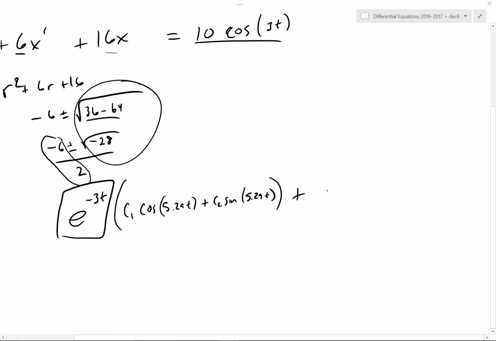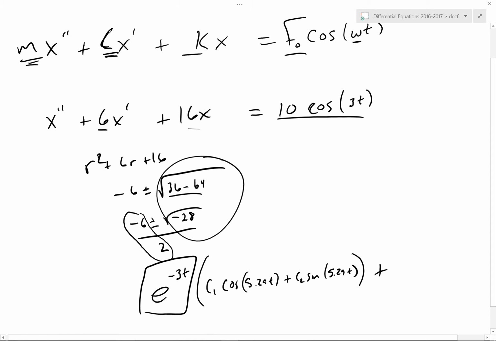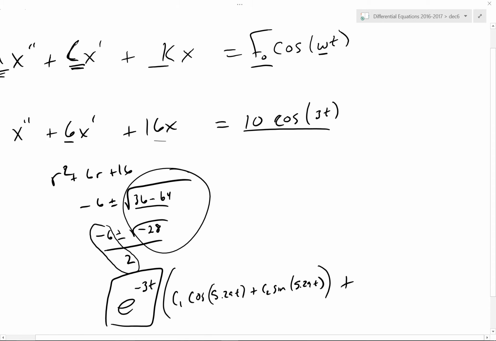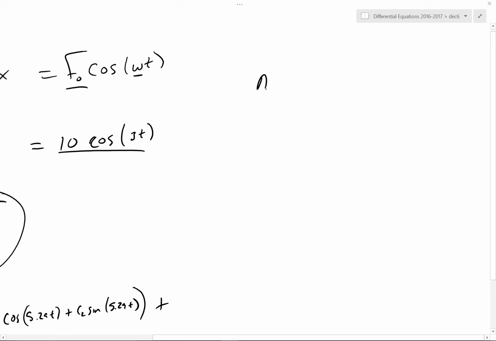And I know I'm going to end up with some sine or cosine over on this side. Yeah, what the heck. I'm just going to do a cosine. I'm going to go ahead and do it this way just for fun. Plus b sine 3t. Just to practice, I guess. Just to see if I can still do it.